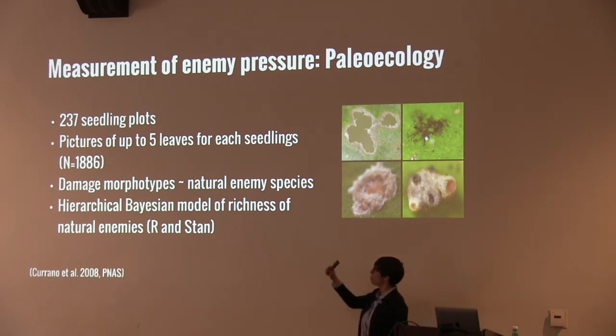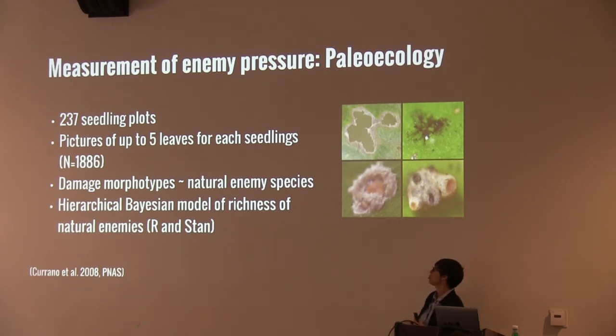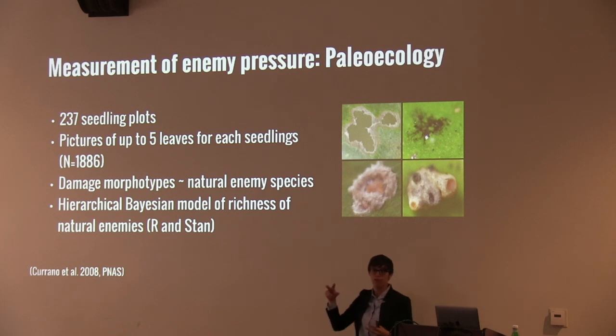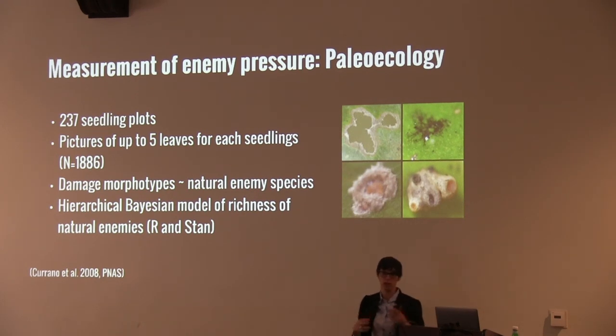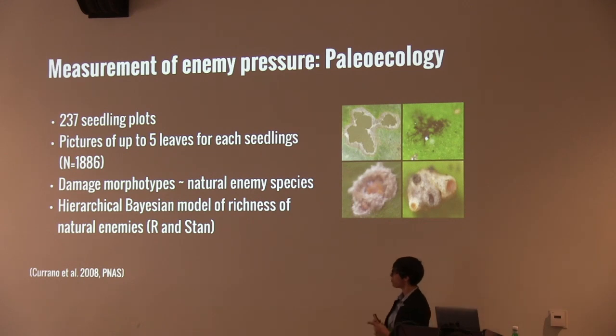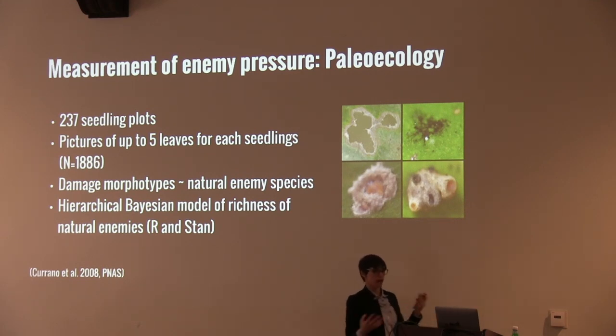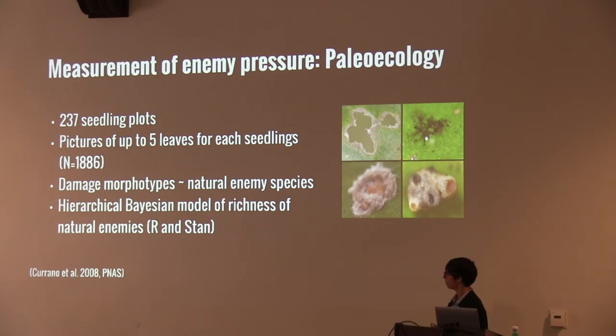To do that, I went to all the seedlings in those plots and took pictures of up to 5 leaves for each seedling. Then I processed all of those pictures to find how many unique morphotypes of damage I found for each individual. That's a lot of image processing done manually. I moved away from that, so now I have a new script that's supposed to do that as well as I did. I'm working on it, but it's almost done. That gave me natural enemy richness, and then I tried to predict this richness using a Bayesian model as a function of a range of variables.